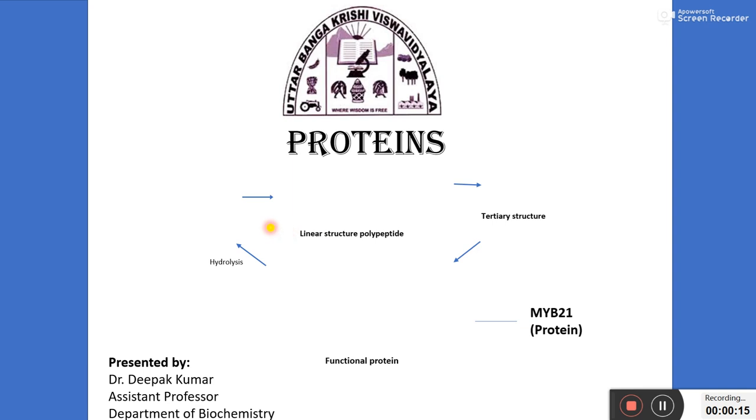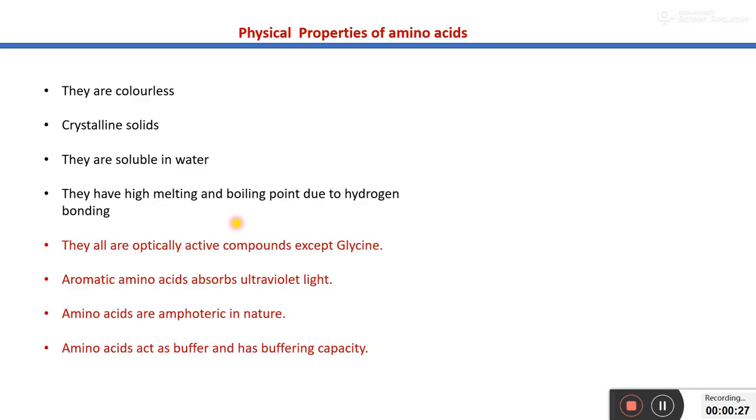Today I would like to talk about different physical and chemical properties of amino acids. Let's first start with physical properties of amino acids. In my previous class I have already discussed these different physical properties. Now in this class I would like to talk about two important physical properties of amino acids: amino acids are amphoteric in nature, and amino acids act as buffer and have buffering capacity.